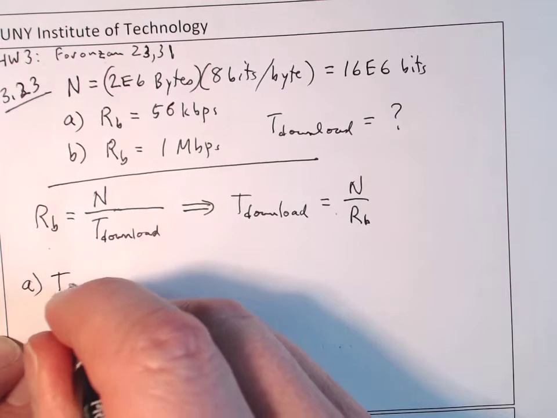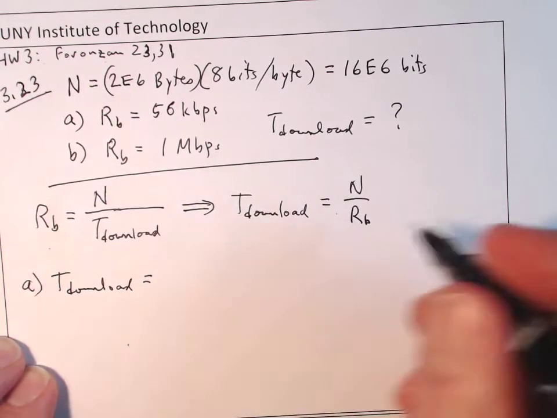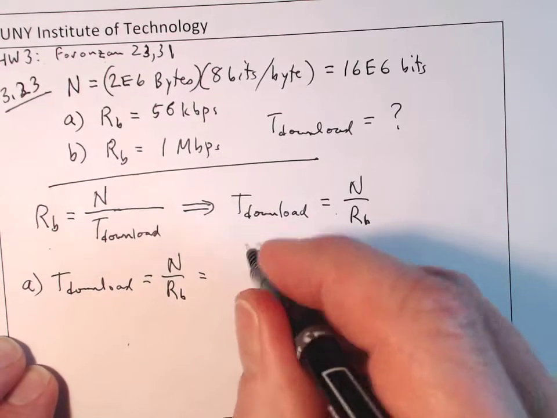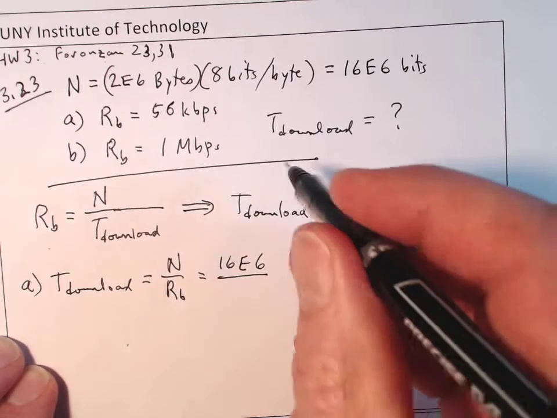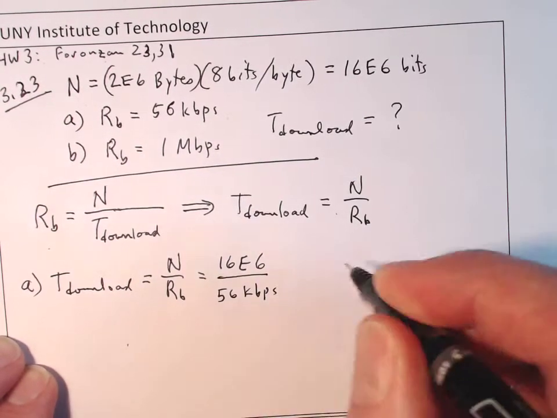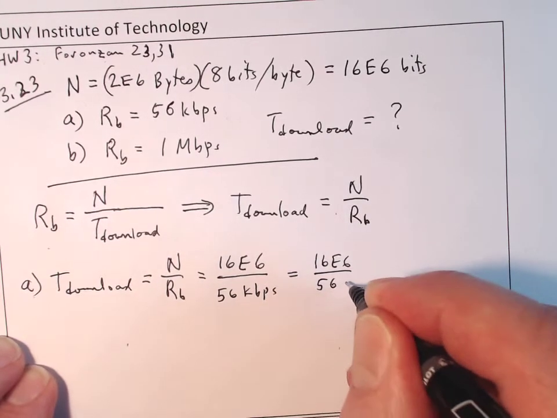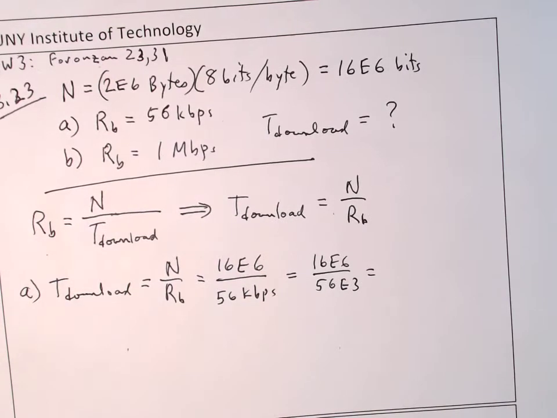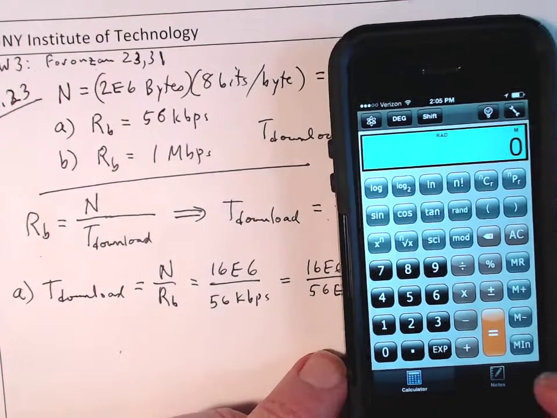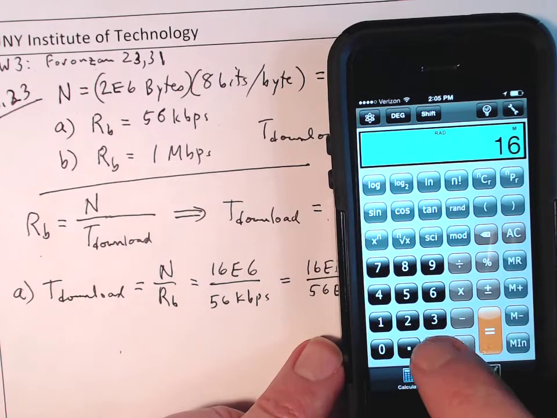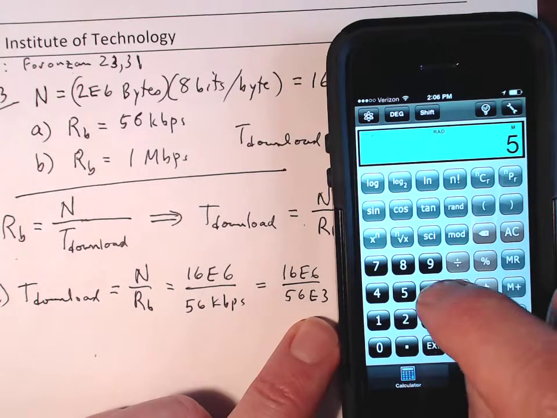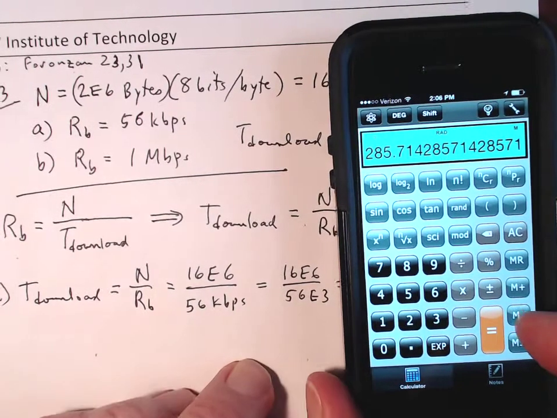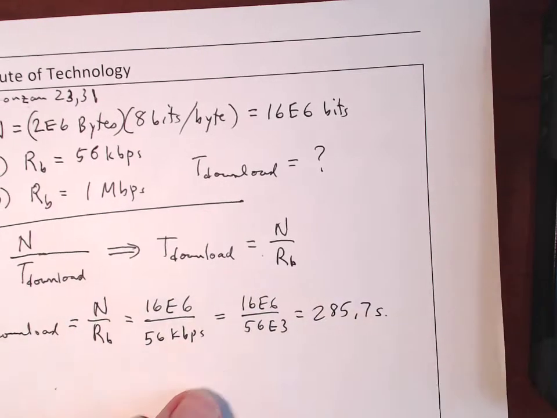So for part A, we have T download equal to N over RB, which is 16e6 over the bit rate of 56 kbps, or 56e3. Let's see if I can do this: 16 times 10 to the 6th divided by 56e3. And I get 285.7 seconds. Okay?